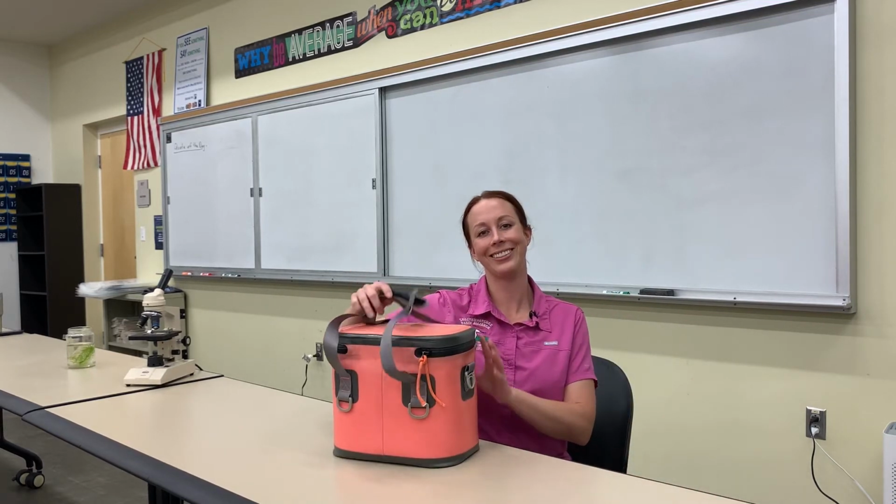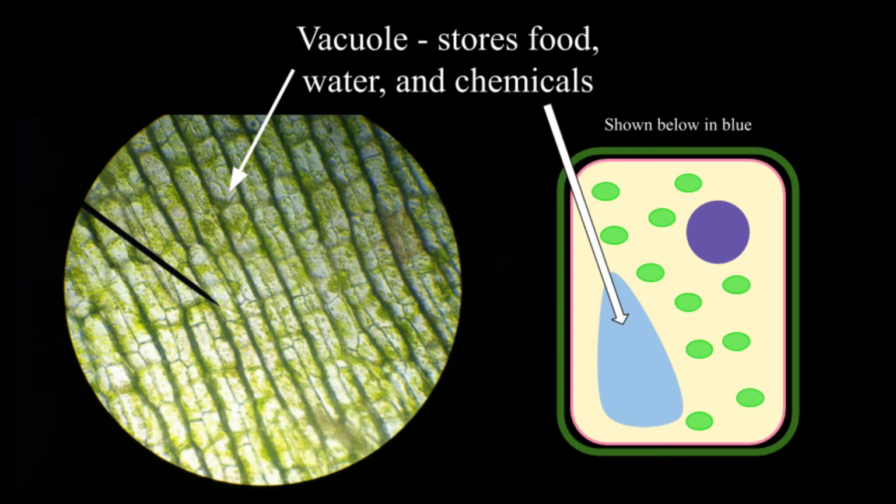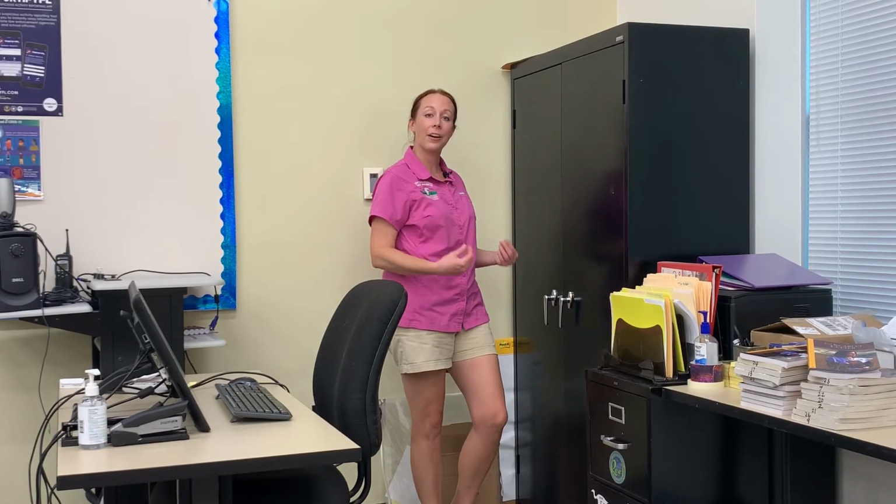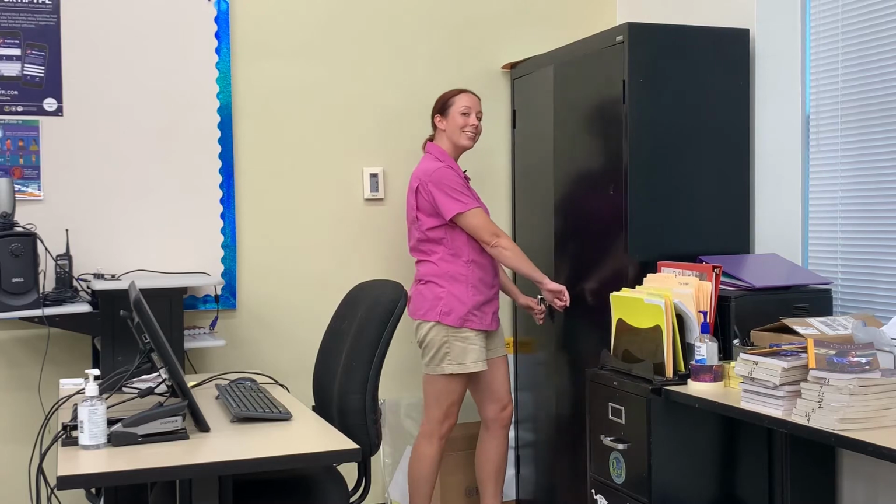The chloroplasts would be your lunch boxes. This is a vacuole. It stores food, water, and various chemicals for the cell. What part of your classroom might this be? Pause the video now to discuss. The vacuoles would be storage areas like cabinets, cubbies, and desks.